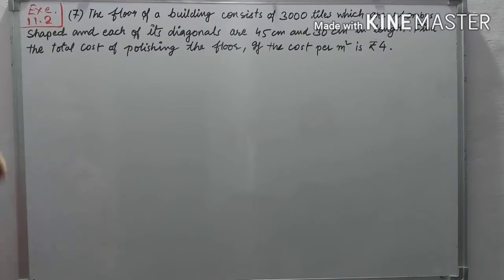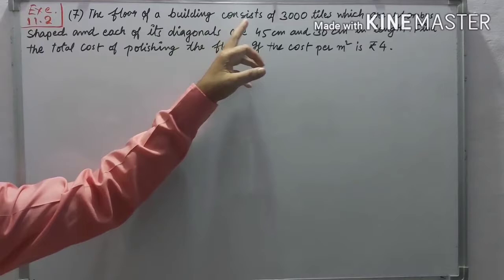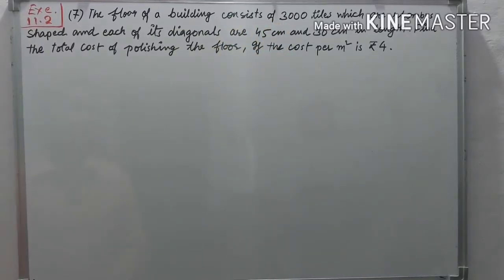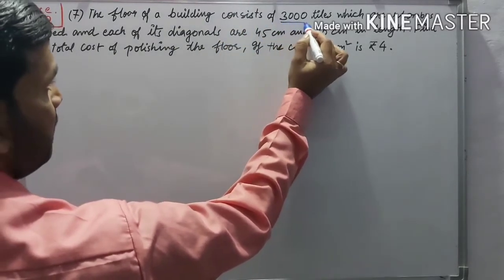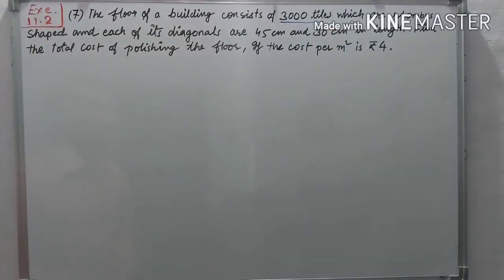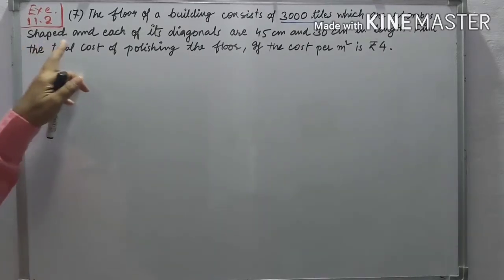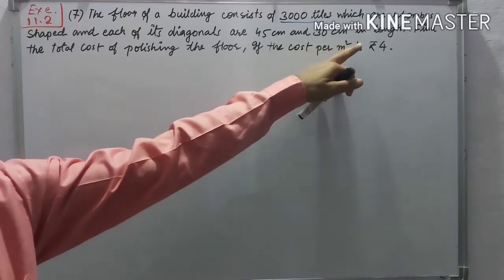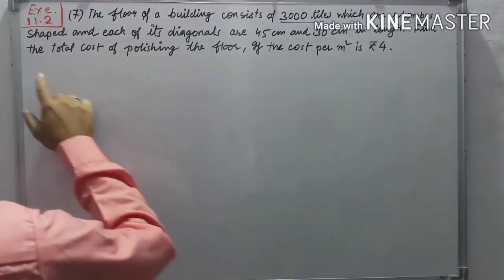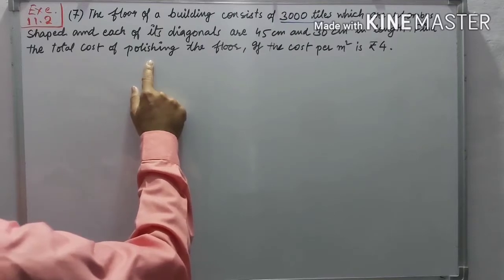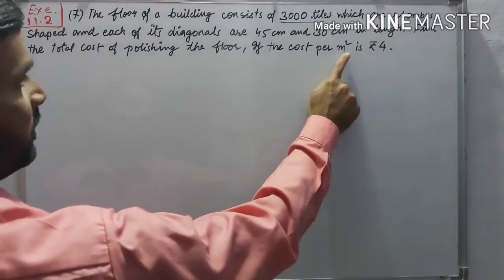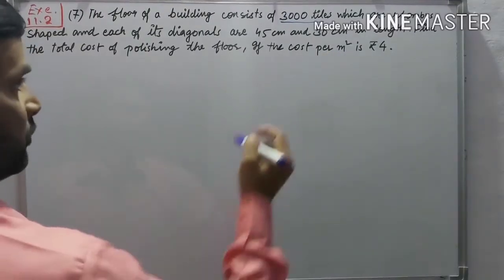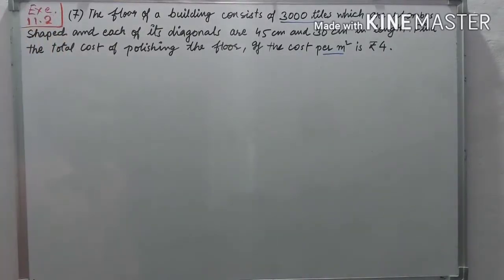Number 7, exercise 11.2. The floor of a building is constructed with 3000 tiles. The tiles are rhombus-shaped, and each of the diagonals is 45 centimeter and 30 centimeter in length. Find the total cost of polishing the floor, if the cost is per meter.